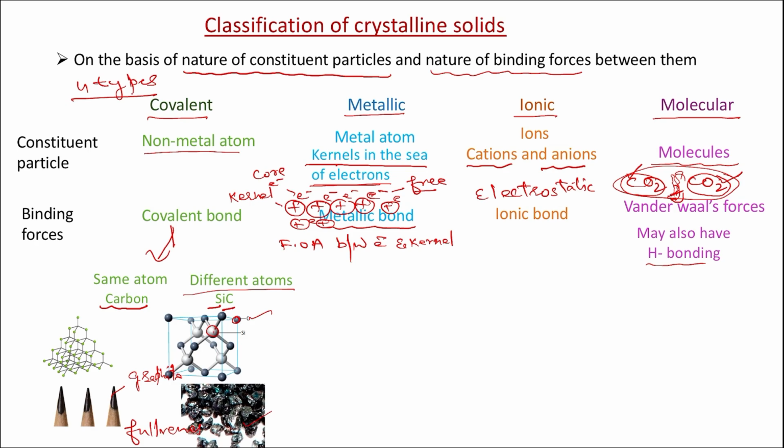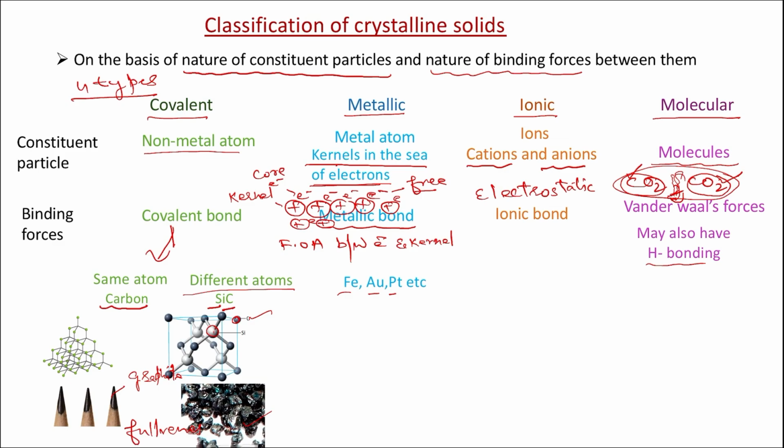Fine. Now next is metallic solids. Wherever you talk about a metallic solid, you must know that it must consist of metal atoms like iron, gold, platinum, sodium, magnesium, calcium. You may name any metal because 80% of the elements in the periodic table are metals. Okay, in nature we find 80% metals.